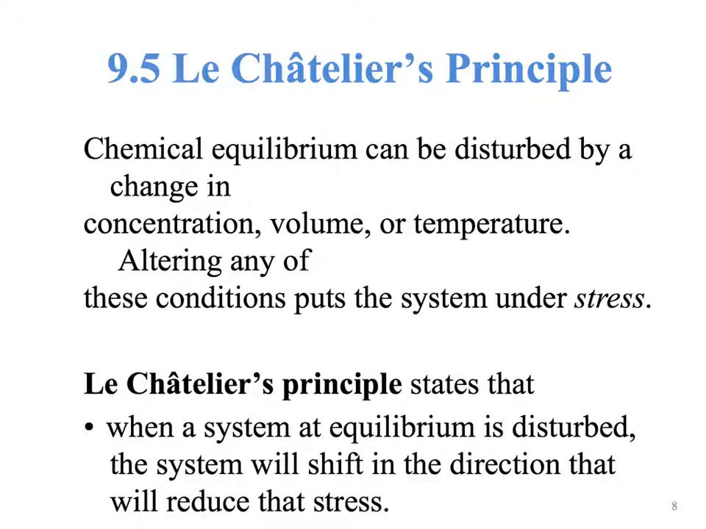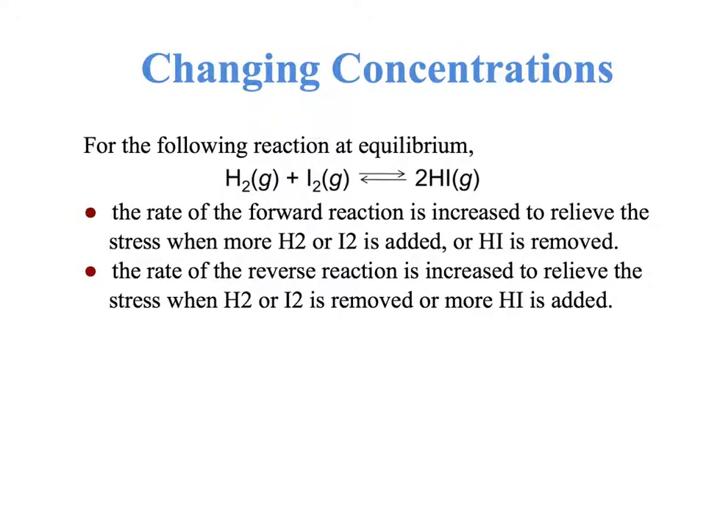The last part that we're going to learn in this chapter is about Le Châtelier's principle. Le Châtelier's principle states that when a system is in equilibrium, if we disturb this equilibrium, the system is going to try to reach the equilibrium again by favoring either the reverse or the forward reaction. Let's take a look at what this means.